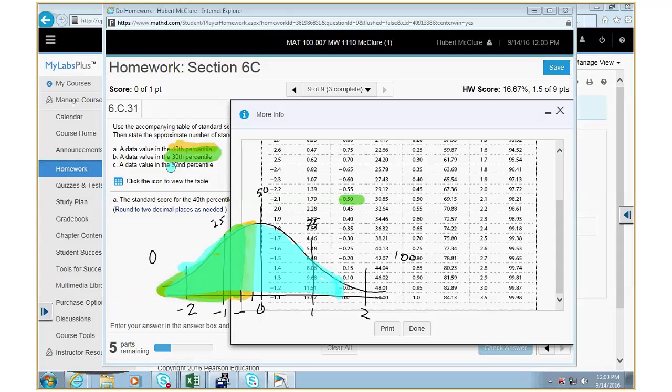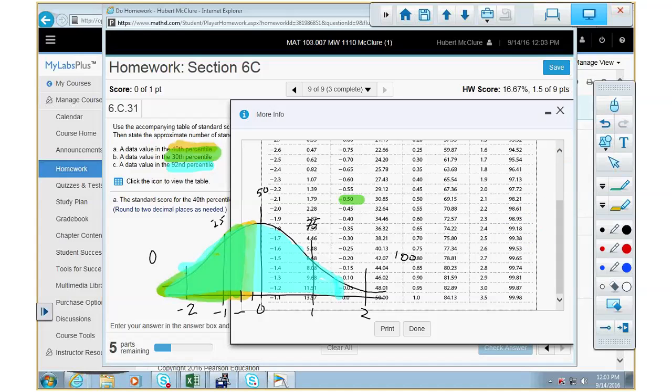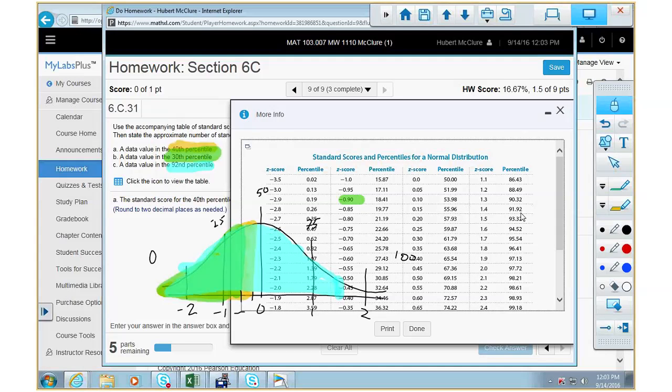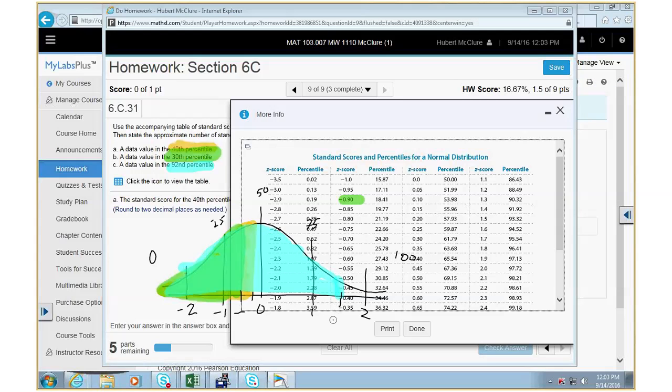So 92nd percentile, look up 92. Nope. So we take our handy dandy mouse and we move it up. What's closer to 92? Yeah. Well, that is closest. Sometimes they're in the middle, sometimes they're not. So 1.4. What did we say common sense wise? We said around 1.5. So 1.4 makes sense.